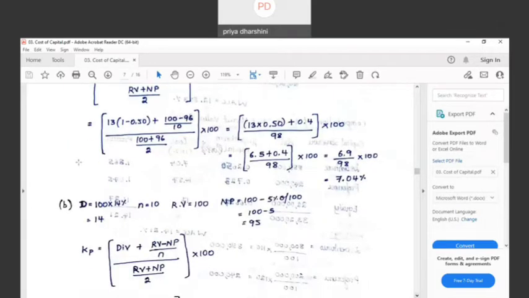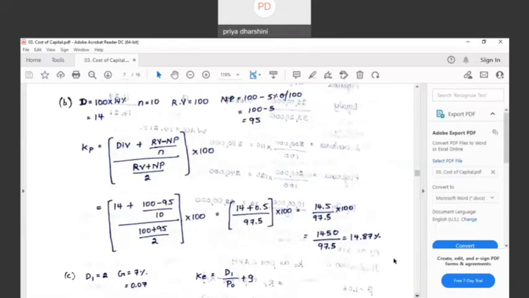Then come to cost of preference shares. Given, preference dividend is 14% on face value of 100, so 100 into 14%, 14 rupees. The life is 10 years again. How much is the flotation cost? 100 rupees minus 5% is the net proceeds. It is redeemable at par, so redemption value is 100. Substitute the values in the formula. Here again, they have not told about dividend tax, so I take dividend as it is. Dividend plus RV minus NP by N, divided by RV plus NP by 2, into 100. This will give you the cost of preference shares.